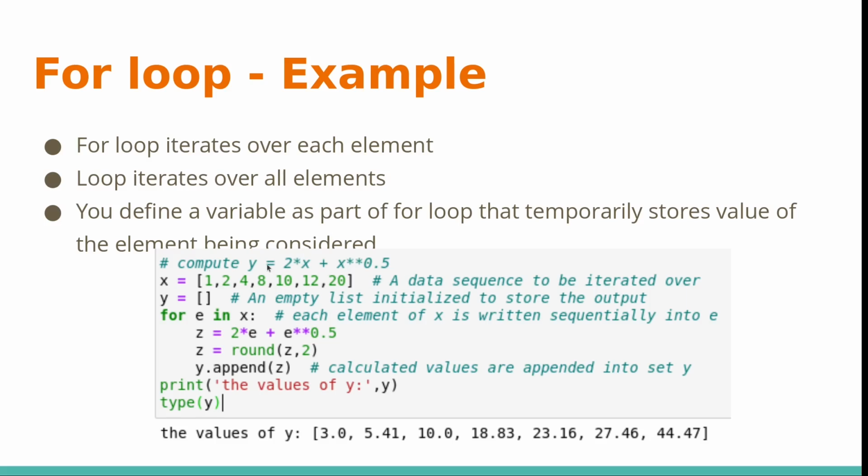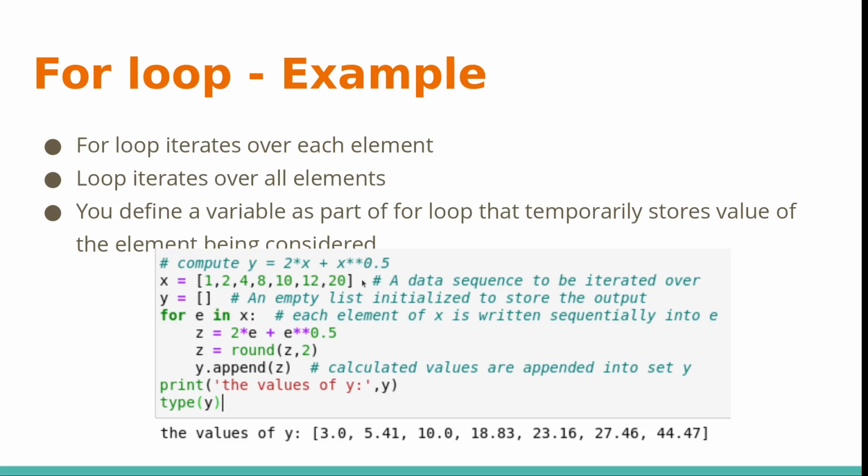So what I really want to do is take 1 and plug it into this equation. So I get 2 times 1 is 2, plus the square root of 1, which is 1. So I get a value of 3. I want to store this in Y. Move to 2: multiply 2 times 2, plus take the square root of 2, add that and store it in Y, and continue doing it for every element that's in that list.